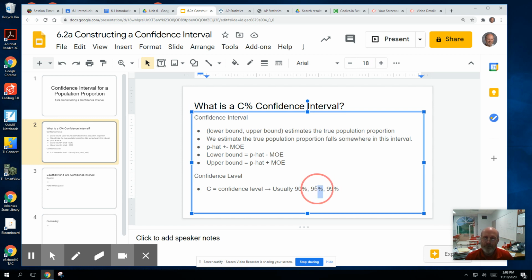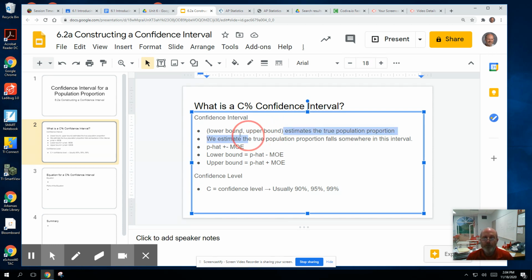When we set the confidence level at 95%, we are saying that approximately 95% of all of the confidence intervals based on the sample distribution are going to contain the true population proportion. When we set the confidence level at 99%, we are saying that 99% of all possible confidence intervals with sample size n are going to contain the true population proportion.